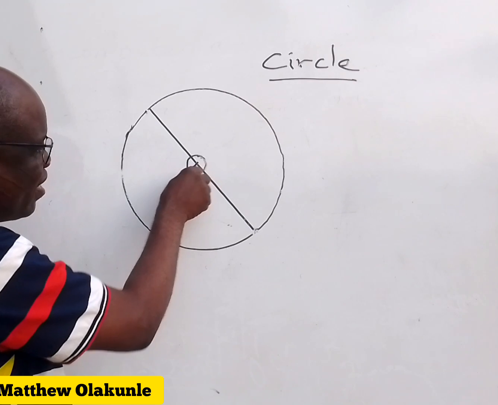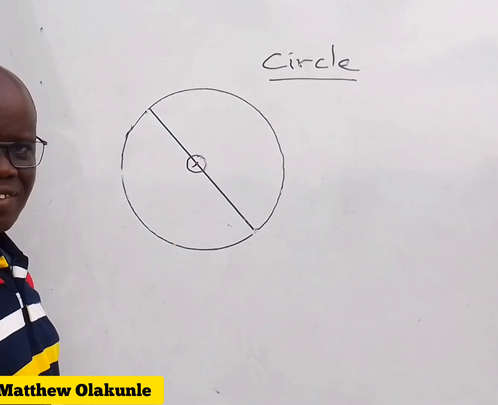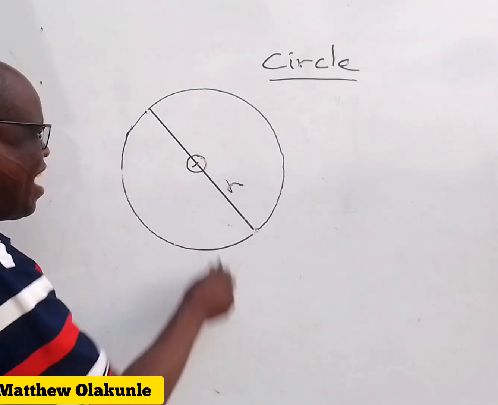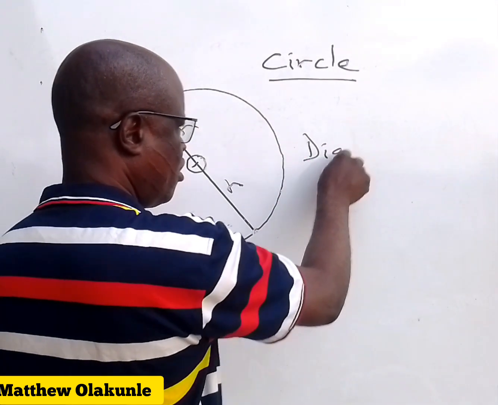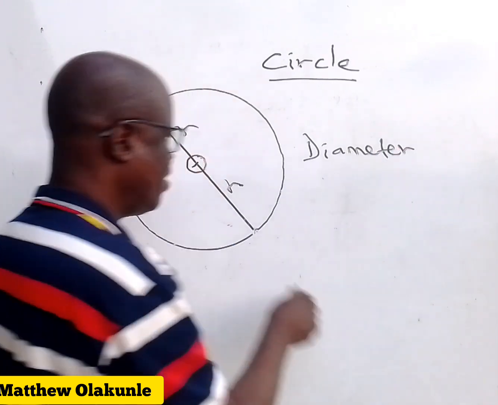Then if you get half of the diameter, that is the radius. So this is a radius, and this is another half of the diameter, which is also a radius. So you have the diameter, then you have the radius.